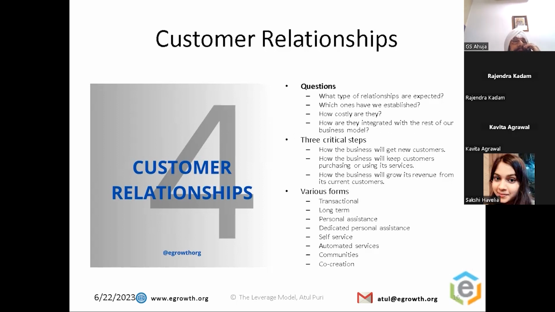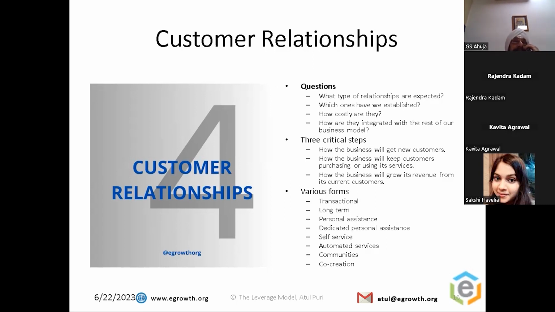Now, various kinds of relationships. There are transactional relationships. A person wants to have a cup of tea, he'll come, he'll pay, he'll get the tea and move on. Long-term relationships, if we are into solutions, or if we are suppliers of products, so how do we keep on supplying on a longer term? Personal assistance. Very often, if my mobile phone, or let us say connectivity, is not working, I'll pick up the phone and call up Airtel. So they have personal assistance for me.